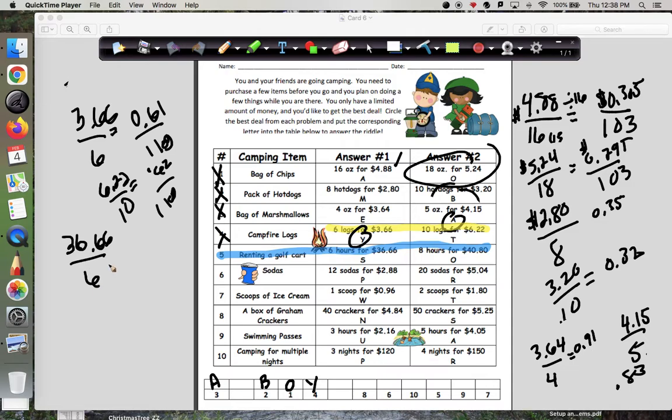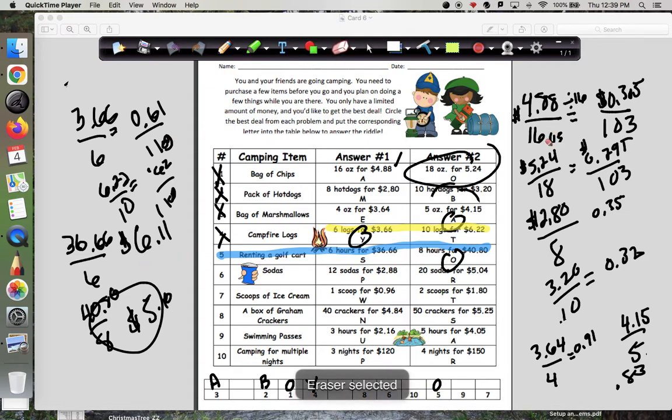3666 divided by 6. 3666 divided by 6 is $6.11 compared to $40.80 divided by 8. 40.8 divided by 8 is $5.10. So this is the better deal. So I'm going to go with the O. So I'm going to go to the 5 and put an O.